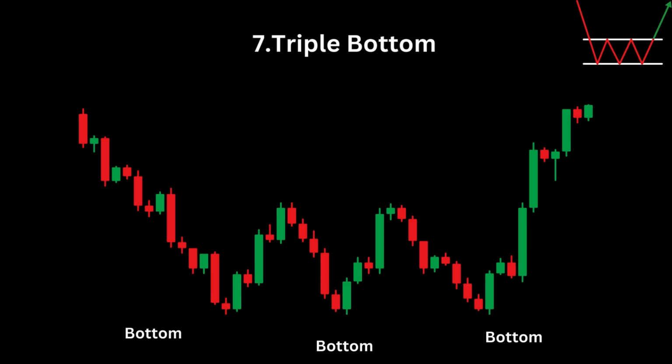Second trough. After the first peak, the price declines again, but doesn't reach the depth of the first trough. Second peak. Following the second trough, another rally occurs but faces resistance and forms a second peak. Third trough. The price once again dips but stays above the first 2 troughs, forming the third and final trough.